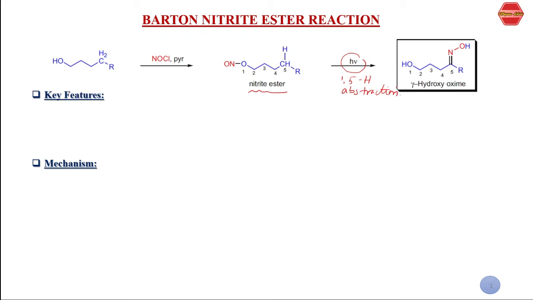So first of all, we should know some key features of this Barton nitrite ester reaction. Number one, we already know that this is a 1,5 hydrogen shift. Not shift, this is a 1,5 hydrogen abstraction, right? We can also call it a delta hydrogen abstraction. So this is your delta hydrogen abstraction.